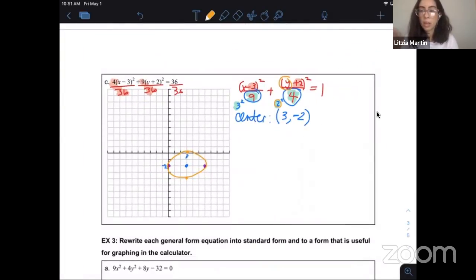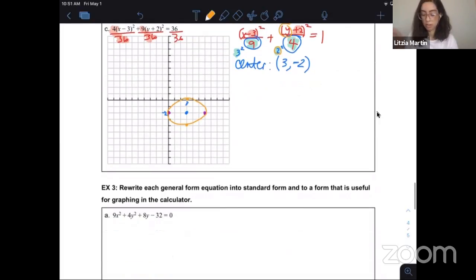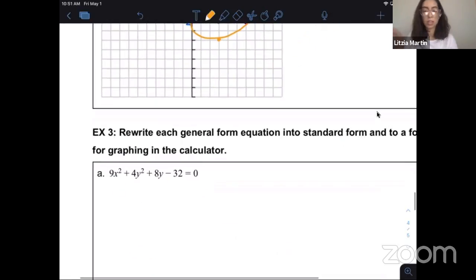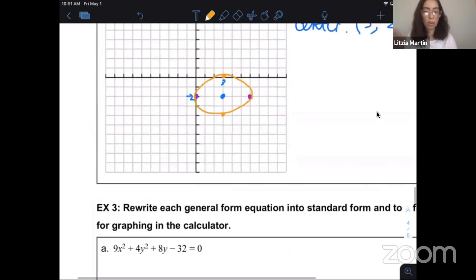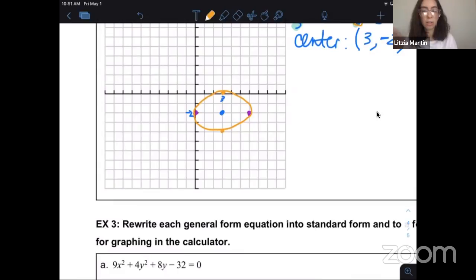Okay. Let me know, please, if you have any questions as I'm going through this. We are going to be going into the next part, which is writing the standard form from the general form. But before I move on, are there any questions here? Let me know.